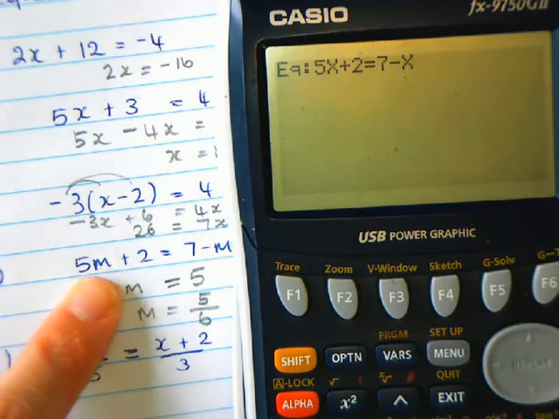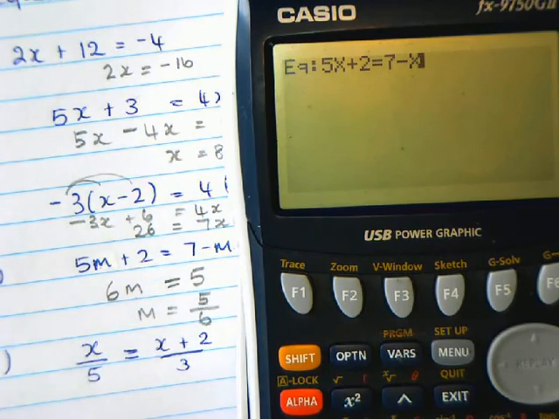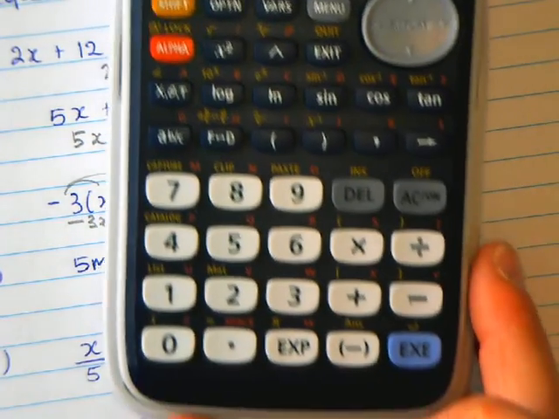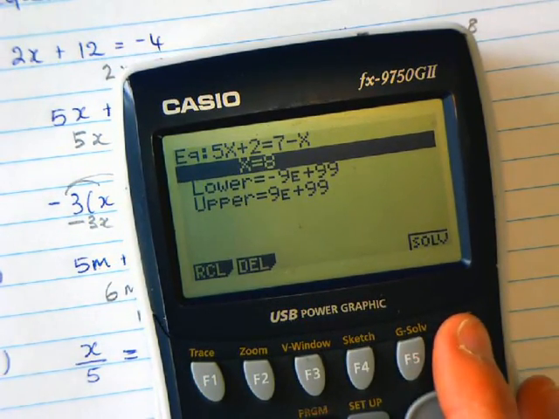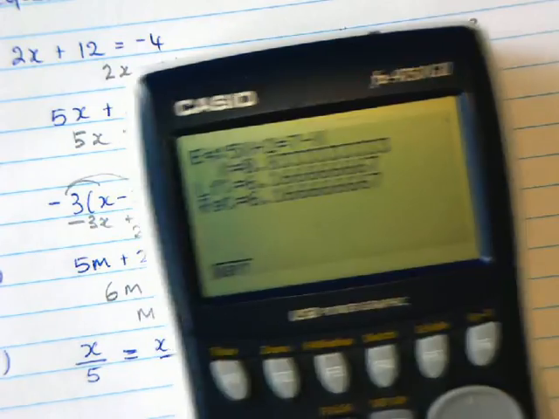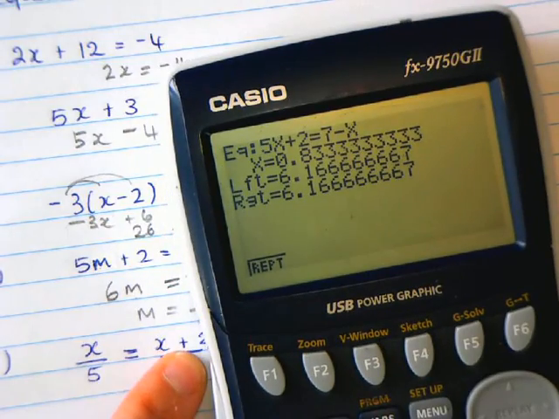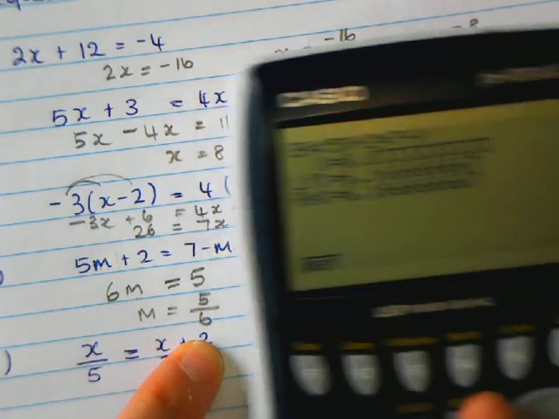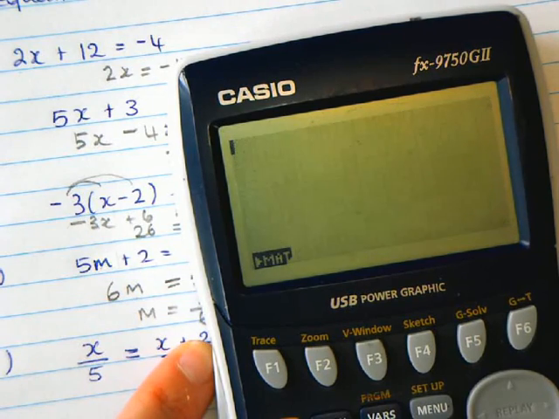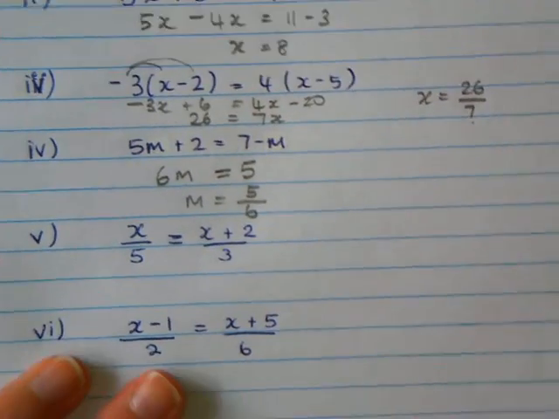And just double check I've got it the same. 5x plus 2 and 7 minus m, and that's on the screen as well. So I enter it, so entering it, pressing exe button, and then I have to press solve, F6, and it's telling me that the answer is 0.833333. So I say to myself, well, it's 5 divided by 6. So how do I check that? I go to main menu, 1, run, and 5 divided by 6. And it was 0.8333, so I've got it right.